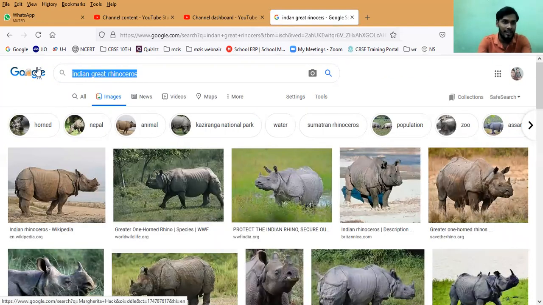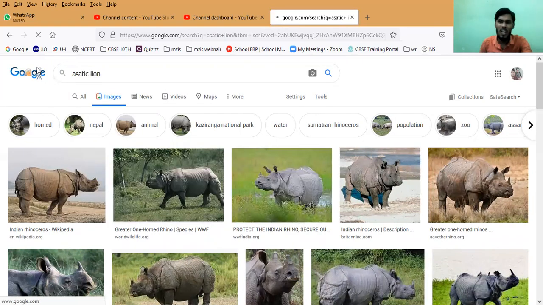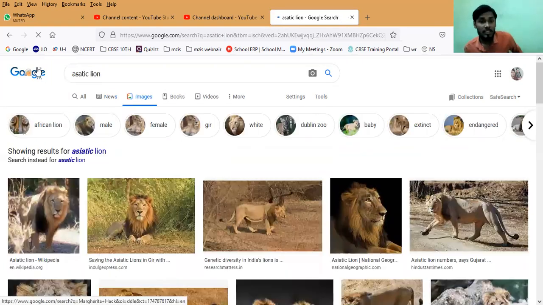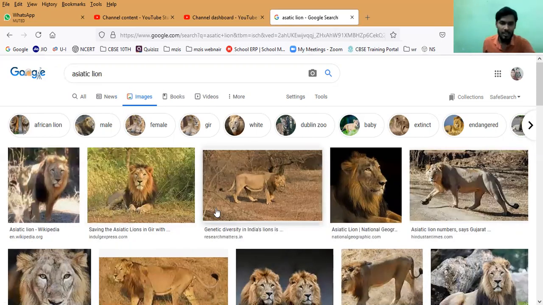Next, Asiatic lion. This is the one with long hair at the neck. This is very less in count now. Only in Gujarat. Asiatic lion.